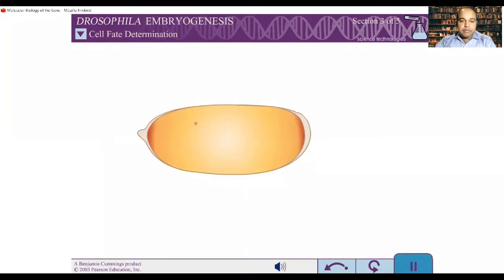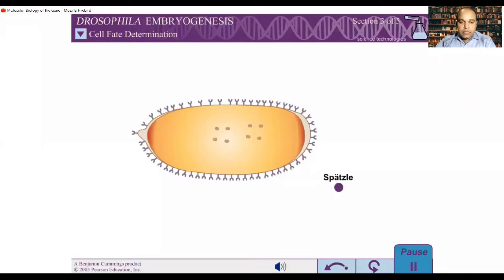Transport of the dorsal protein into nuclei is controlled by a cell signaling molecule called spazal. Now, the movement of proteins into the nuclei is controlled by a cytosolic protein called spazal.